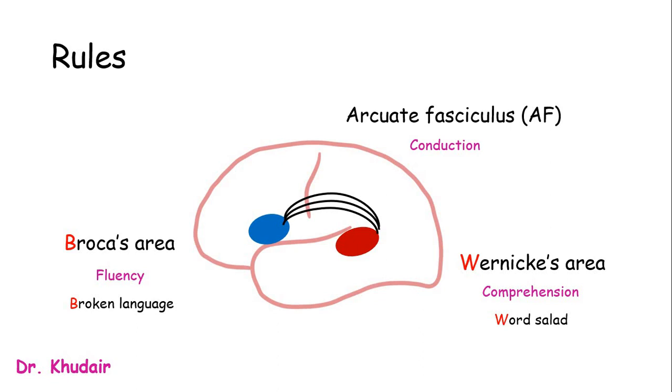Lastly, we need all of these three structures for repetition, and the way to remember that is to draw a repetition sign across these three structures.